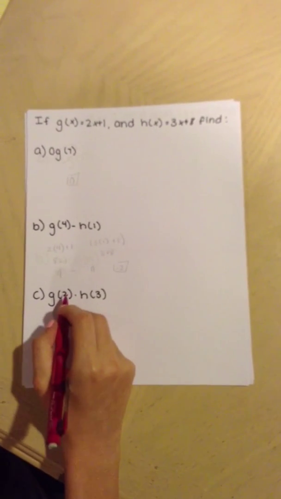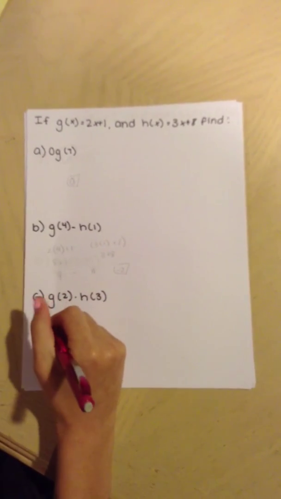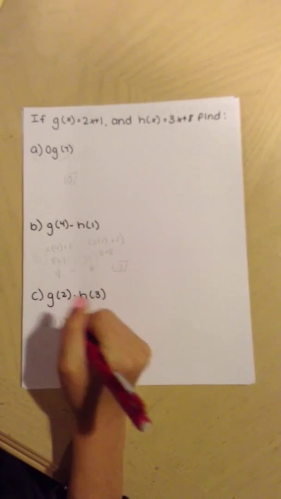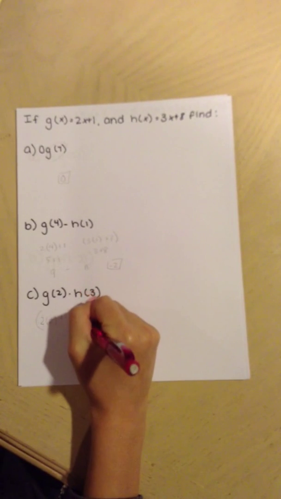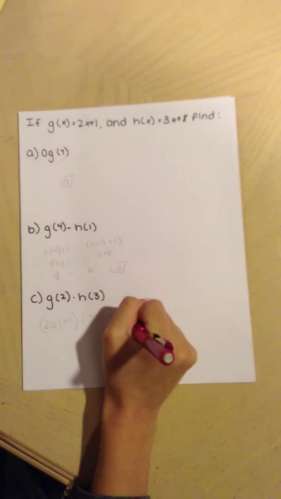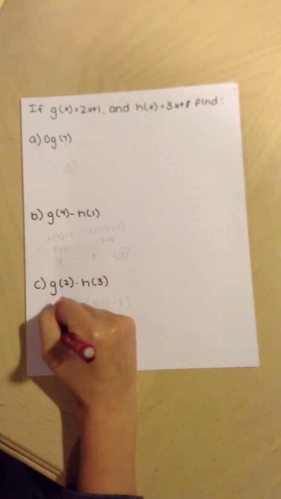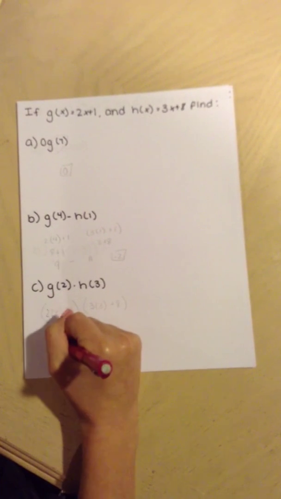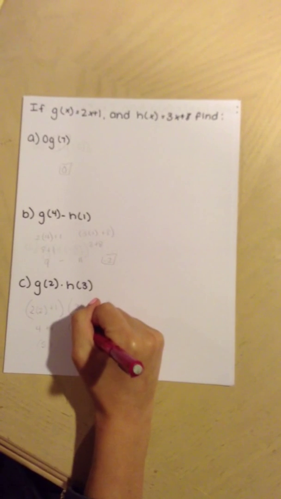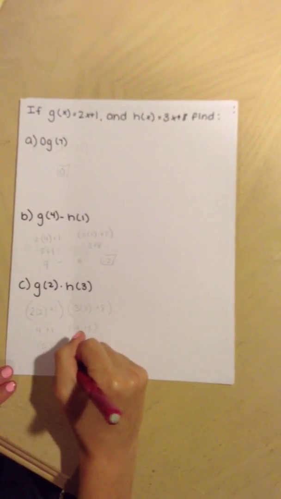For this one, you're going to plug in g as negative 2. So it's going to be 2 times 2 plus 1. Now all of that times the h of 3. So 3 times 3 plus 8. And now for this one, you're going to get 4 plus 1, which is 5, times 9 plus 8, which is 17. And 5 times 17 is 85.